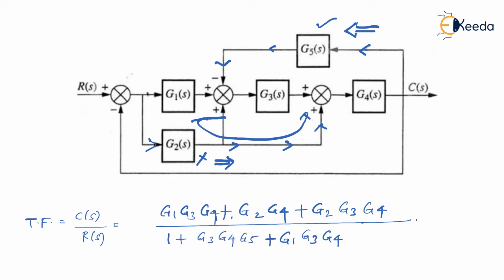But look at G5 carefully. It can be taken as a feedback because it is moving from right to left. So you have to observe carefully and you have to decide what is the direction of that block given, right? So this is the final answer of the transfer function for the given problem. Let's move to the next problem.